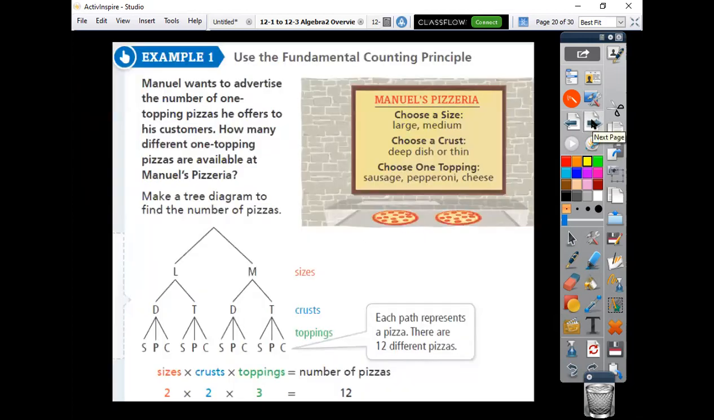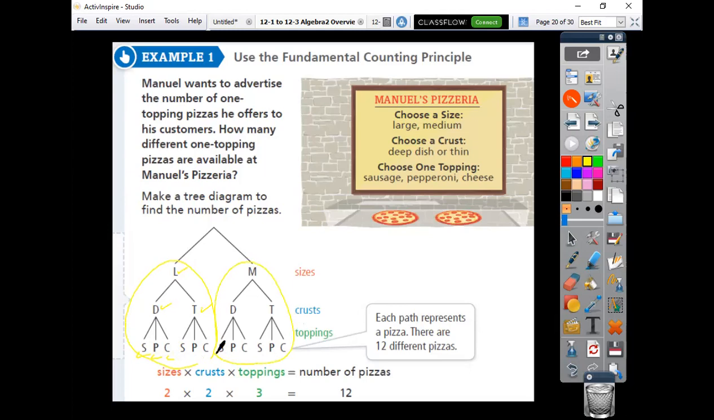So this is talking about Manuel, and he wants to advertise these pizzas, and you've got the different sizes, large and mediums. You got 2 different types of crusts. So if I just go to large, I still have the 2 crusts. And then after we get that, we still have the 3 different toppings. So if you look all the way down here, on just the large, we have 6 different possibilities. And then if you go to the mediums and you have to add all those on again, you've got 12.